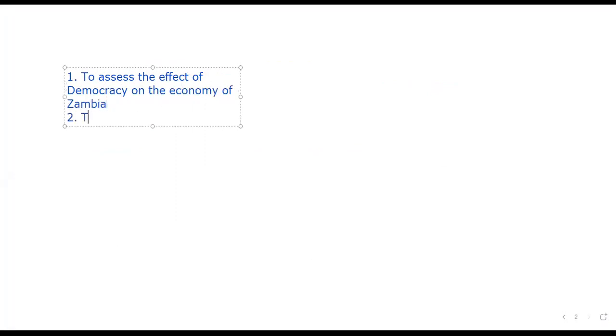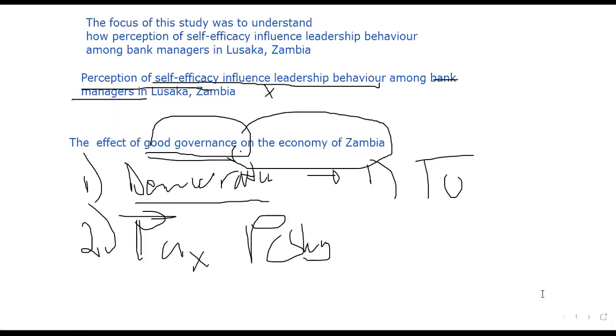Then I say objective number 2 is to assess. You can say examine or assess, still one and the same thing. So to examine the influence, what was the other objective? Tax policy, all right, really hypothetical. So to examine the influence of tax policy on the economy of Zambia.